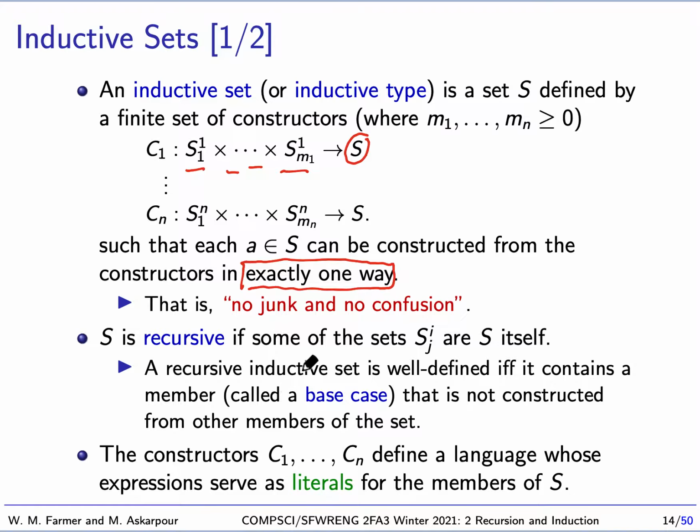Now, S is recursive if some of these argument sets are S itself. In that case, using that constructor, we're building members of S from members of S. Now, a recursive definition is well defined if and only if it contains at least one member, called a base case, that is not constructed from other members of S. So none of these argument sets are S. We need at least one constructor of that form, which is the base case.